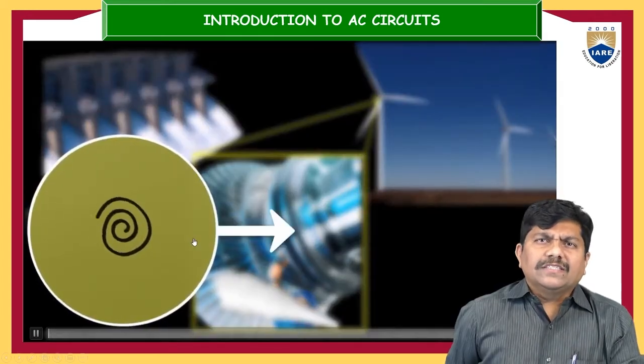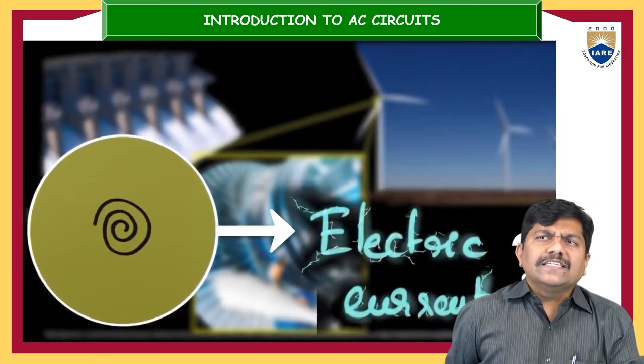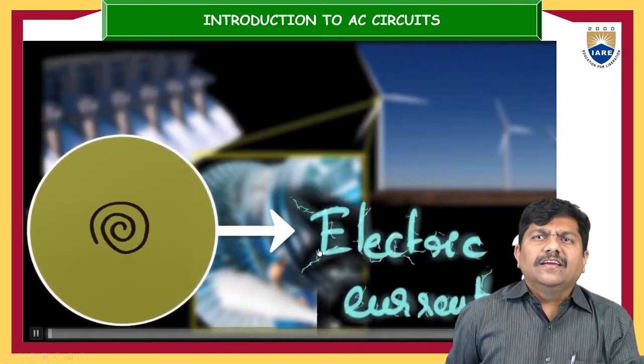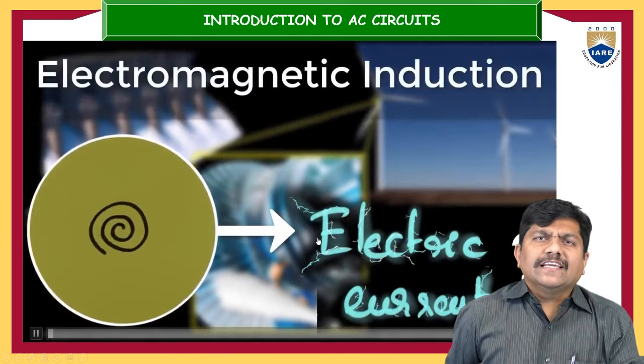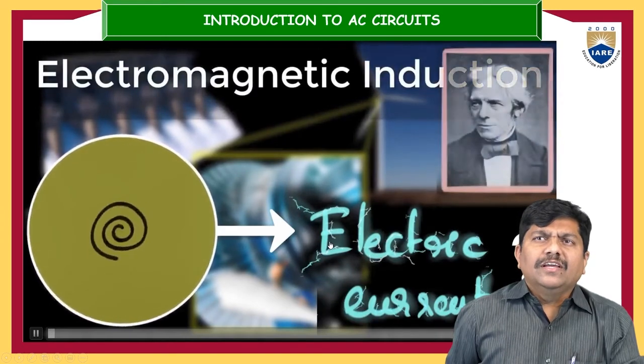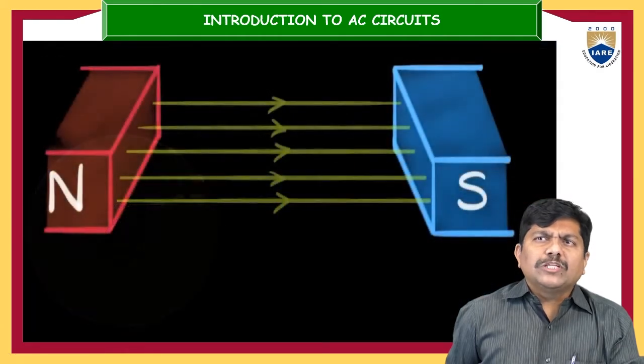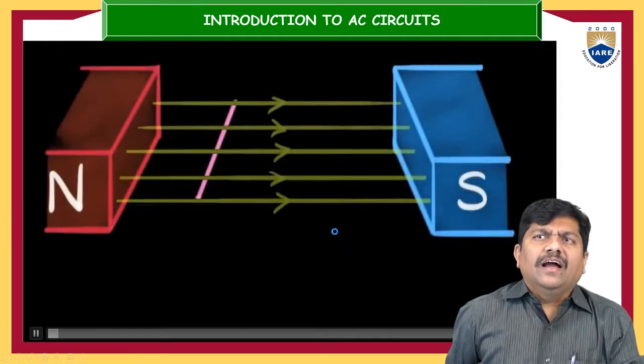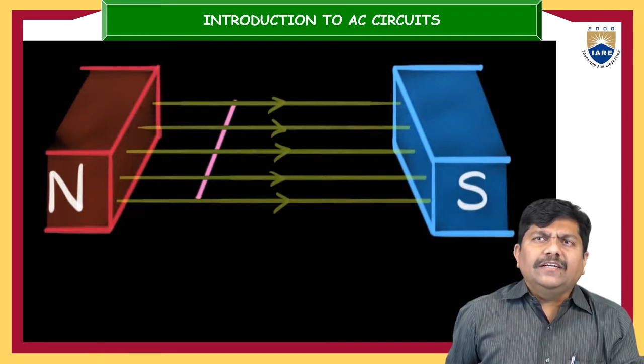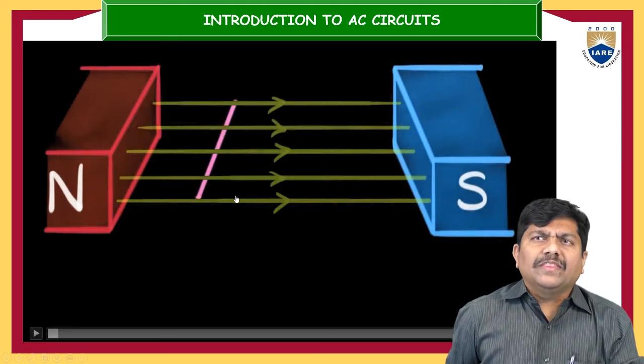So any conducting system, if it is rotated, we can see some electric current inside the conducting system. This is called electromagnetic induction. This was discovered by Faraday, and this is the fundamental principle for all electrical machines. And here the north and south poles are kept aside to provide sufficient magnetic field between them.